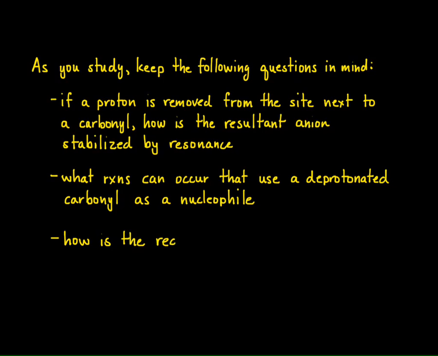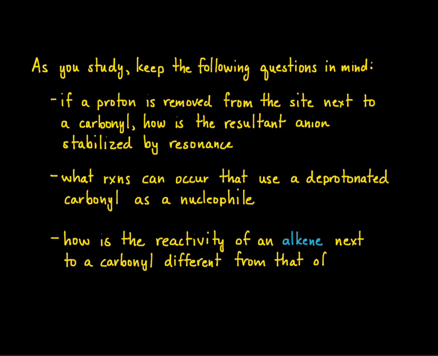And then the last question is, how is the reactivity of an alkene next to a carbonyl different from that of typical alkenes? And so we're going to see that when you have an alkene next to a carbonyl, those are called alpha beta unsaturated carbonyl compounds, they undergo reactions a little bit differently than your normal alkenes do and than your normal carbonyl compounds do. And these are some of the things that we have to look forward to in chapter 19.